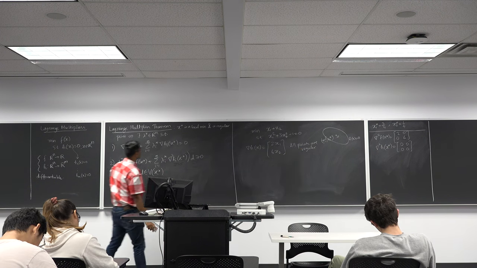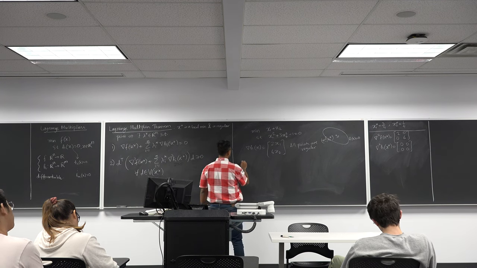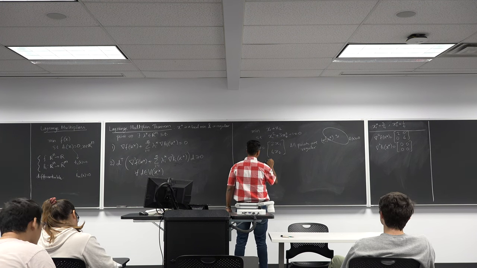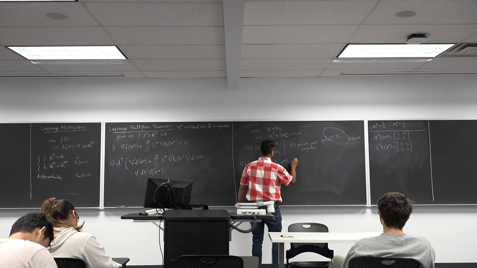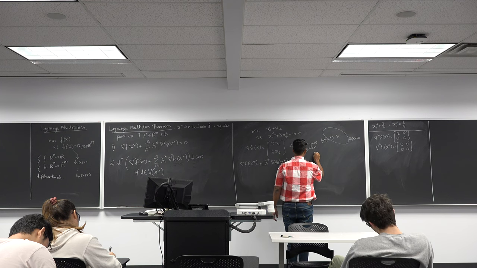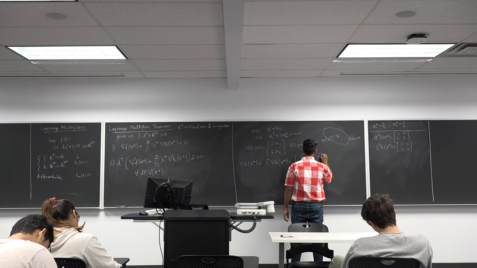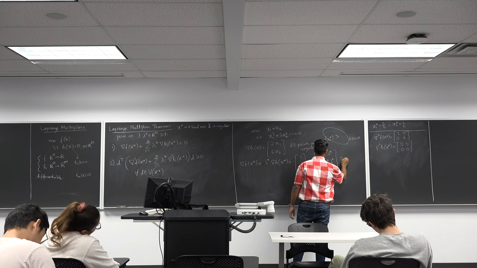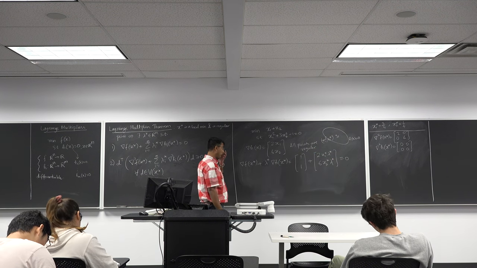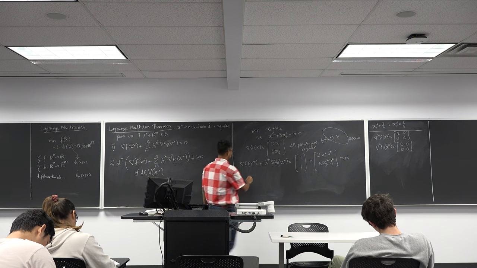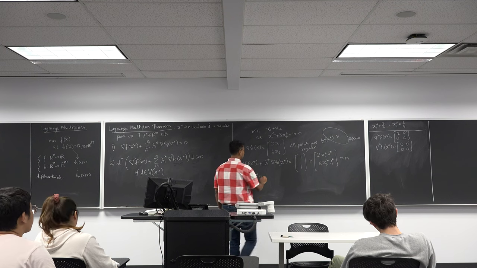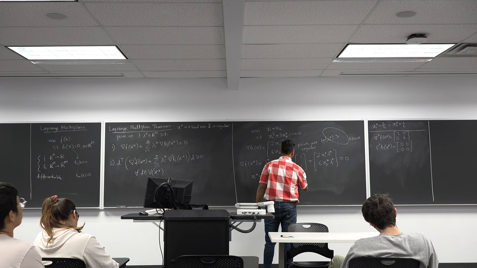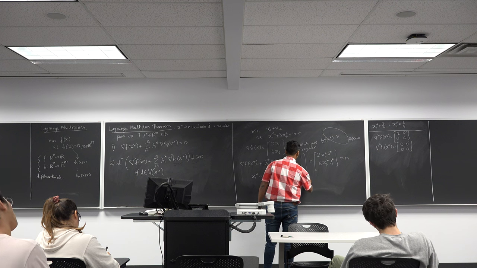OK, so I can apply the Lagrange multiplier theorem. So x star is a minimum. So gradient of f at x star plus lambda star gradient of h at x star: (1, 1) plus (2 x1 star lambda star, 6 x2 star lambda star) equals 0. So what do I get? x1 star equals minus 1 over 2 lambda star, x2 star equals minus 1 over 6 lambda star.